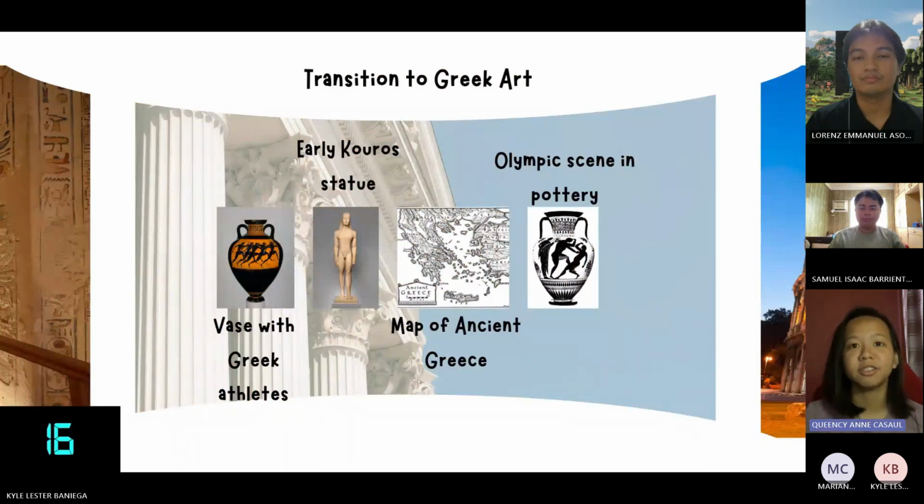The transition to Greek art. Greek art emerges around 900 BCE, focusing on balance, proportion, and human beauty. Unlike the rigid Egyptian style, Greek art celebrated movement and realism.